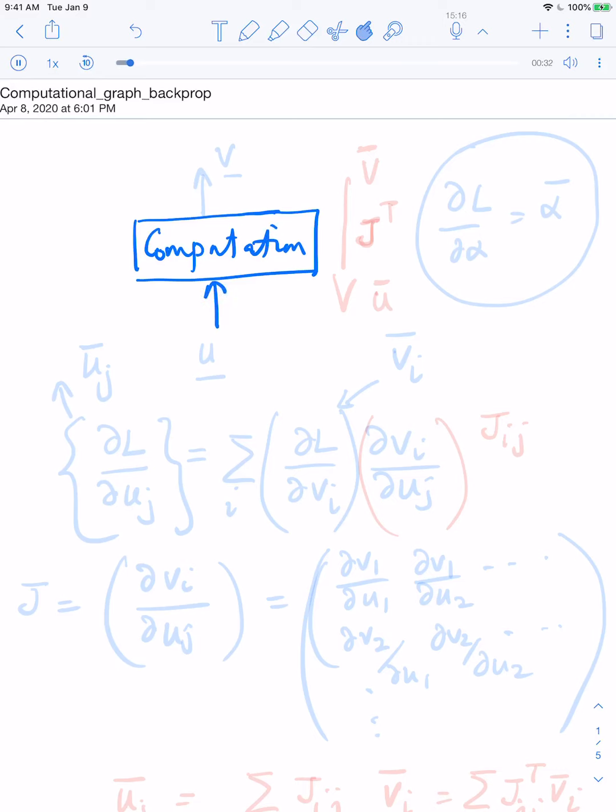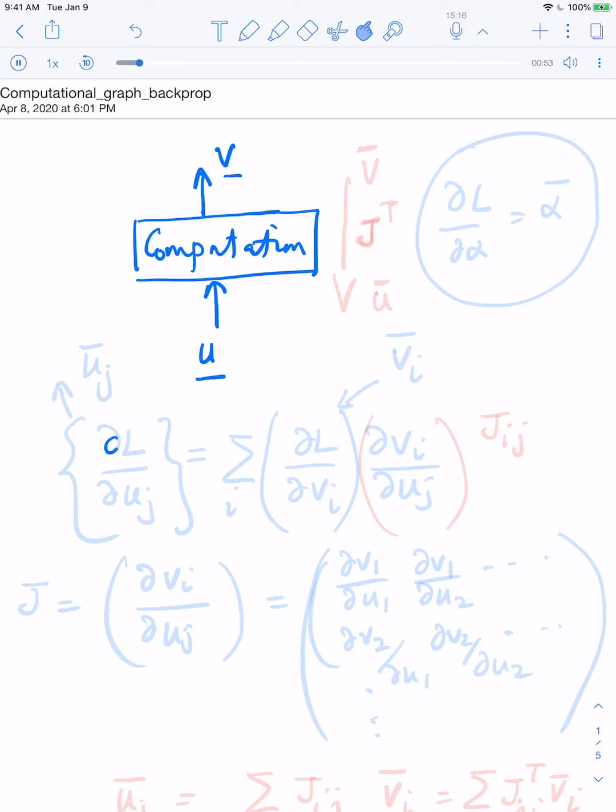You're putting in some vector or tensor u. Let's just think of vectors. And you're getting out a vector v, and this is the computation flowing up the network. So let's look at what the chain rule tells me about how the derivatives propagate.